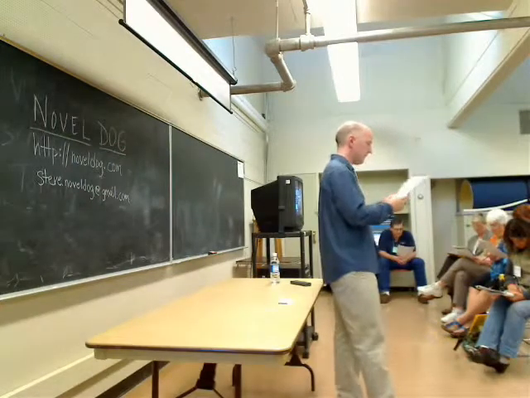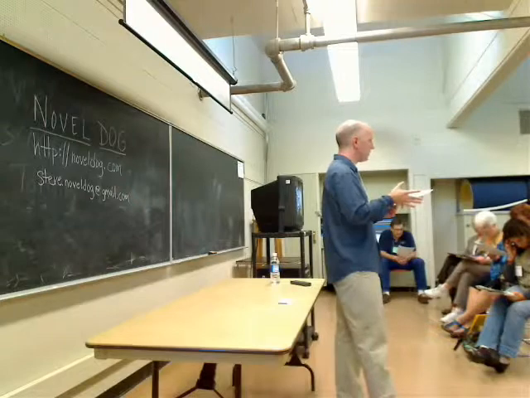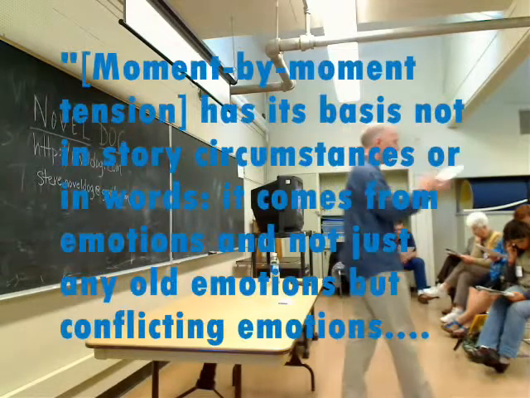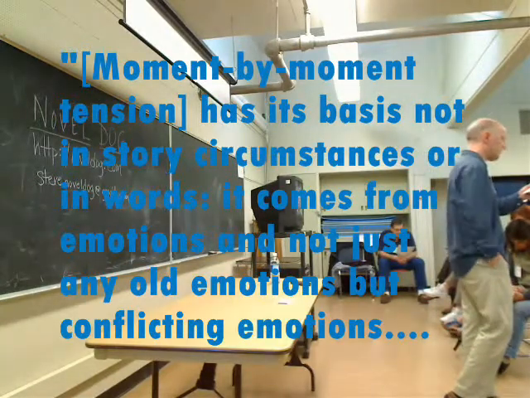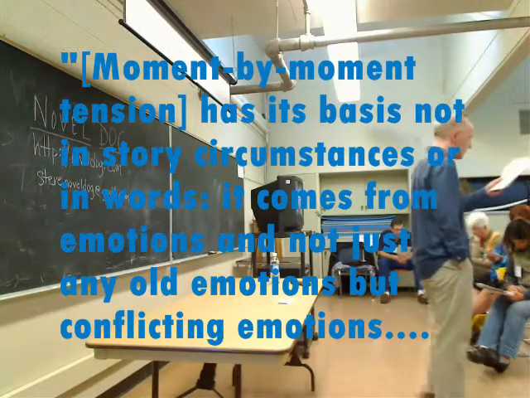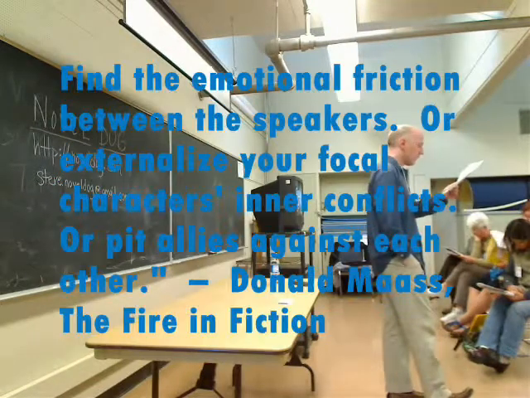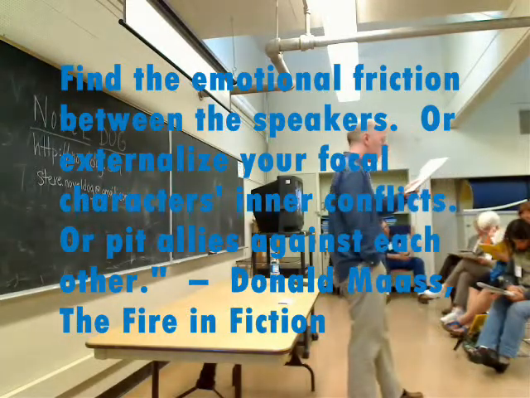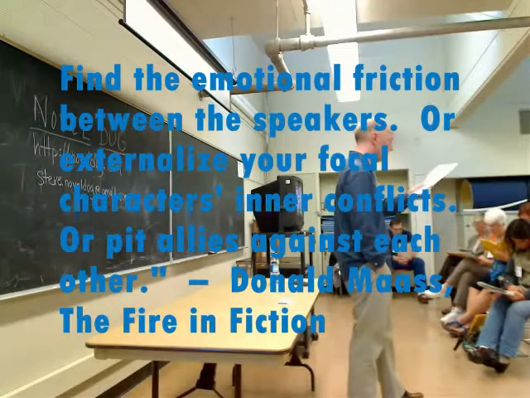We saw a little bit of it. It's not normal speech, but it's adversarial too. There's an example here. Let me read Moss here. Moment-by-moment tension has its basis not in stories, circumstances, or words. It comes from emotions, and not just any old emotions, but conflicting emotions. Okay? Find the emotional friction between the speakers, or externalize your focal characters' inner conflicts, or pit allies against each other.